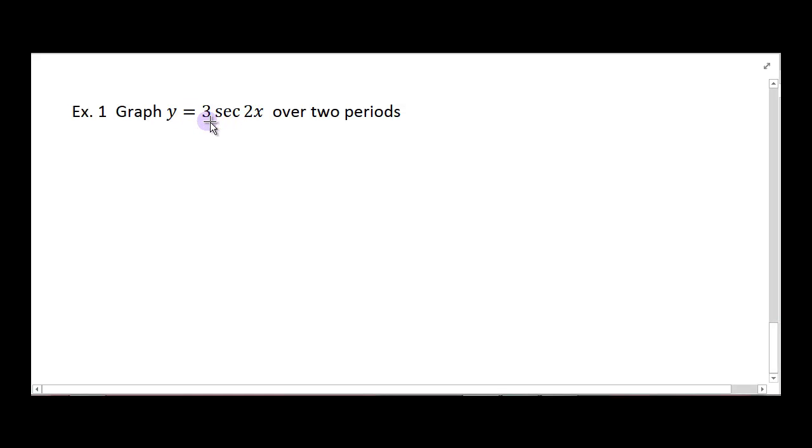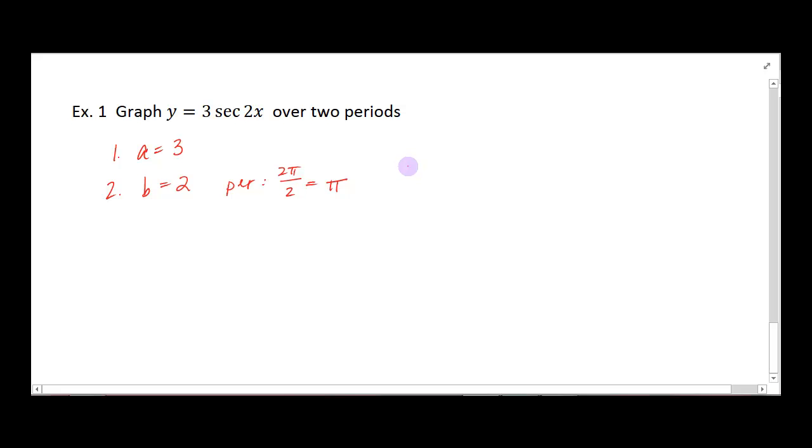So we're going to graph 3 secant 2x. We start off by identifying a. In this case, a is 3 because it's being multiplied times the function, and we'll need that to be able to put a value on the y-axis. The next thing we want to identify is b. Since b is being multiplied times the variable, b is 2. Our period comes from 2 pi over 2, or just pi.